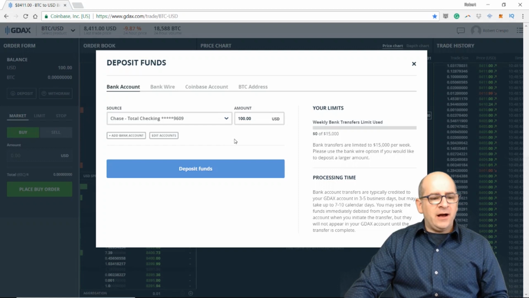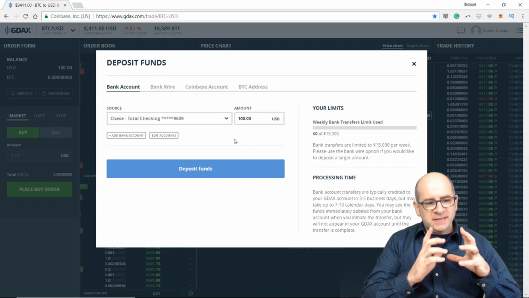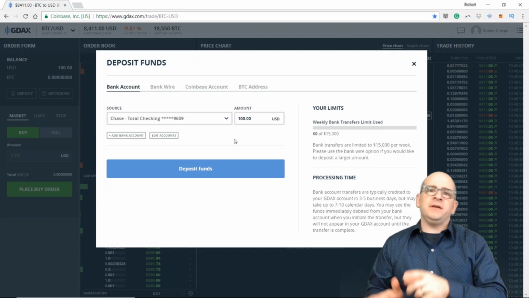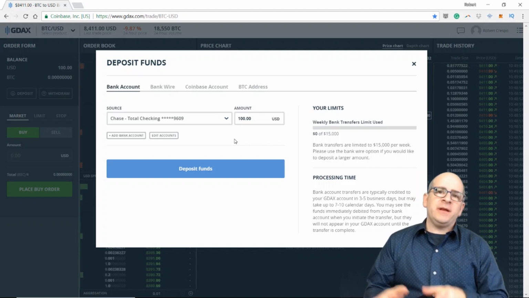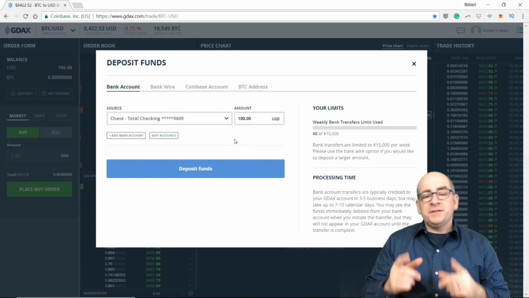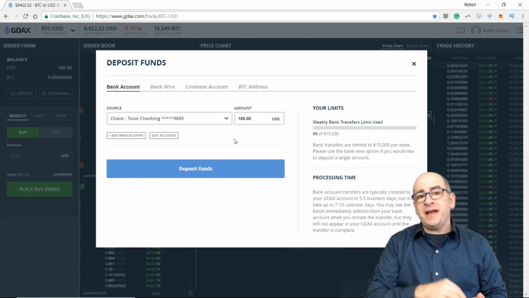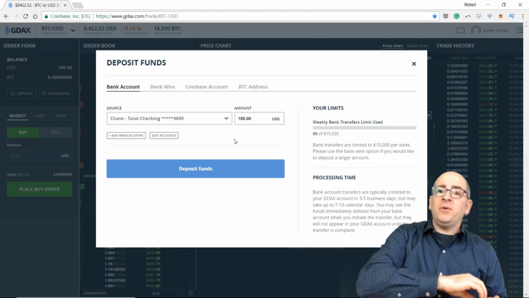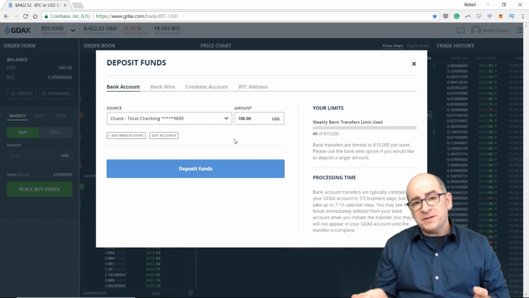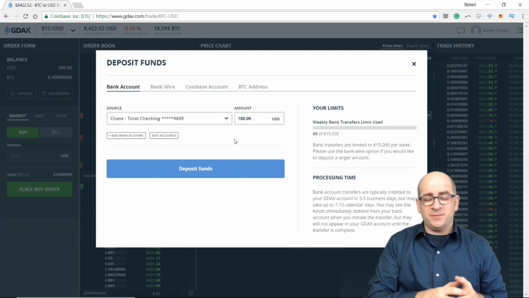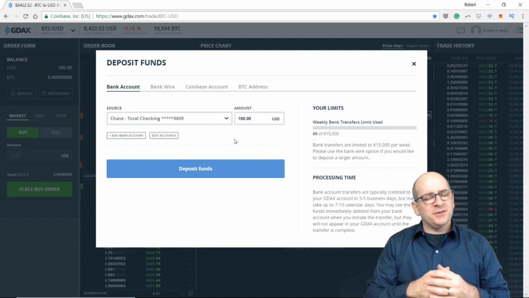Now, I will tell you this, it takes a long time for you to add your local currency to the Coinbase platform or GDAX. To get that $100 into my GDAX account, I started the process on January 25th, and it took all the way till January 31st to get that $100 into the GDAX system, almost 6 days. It's a really long time.